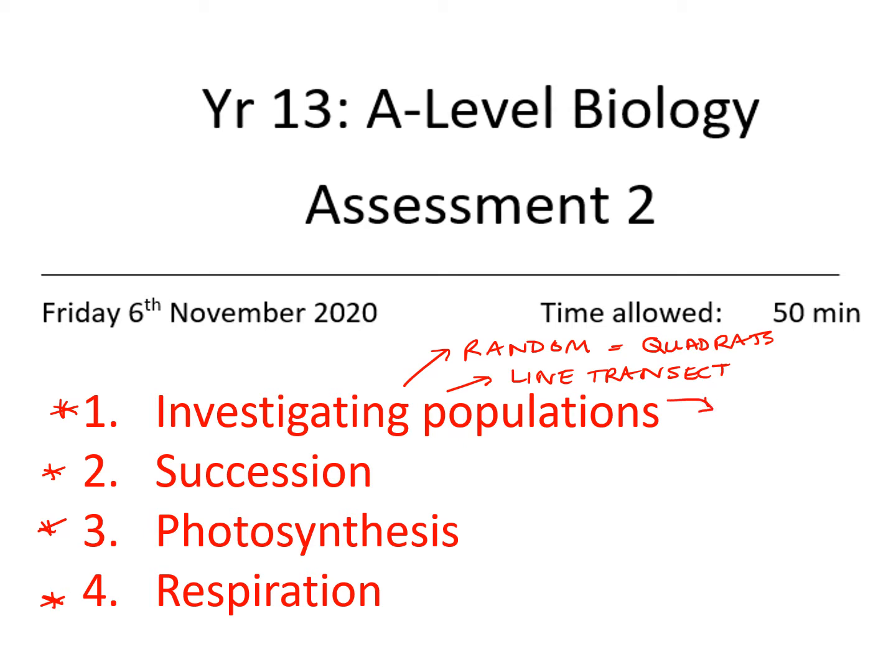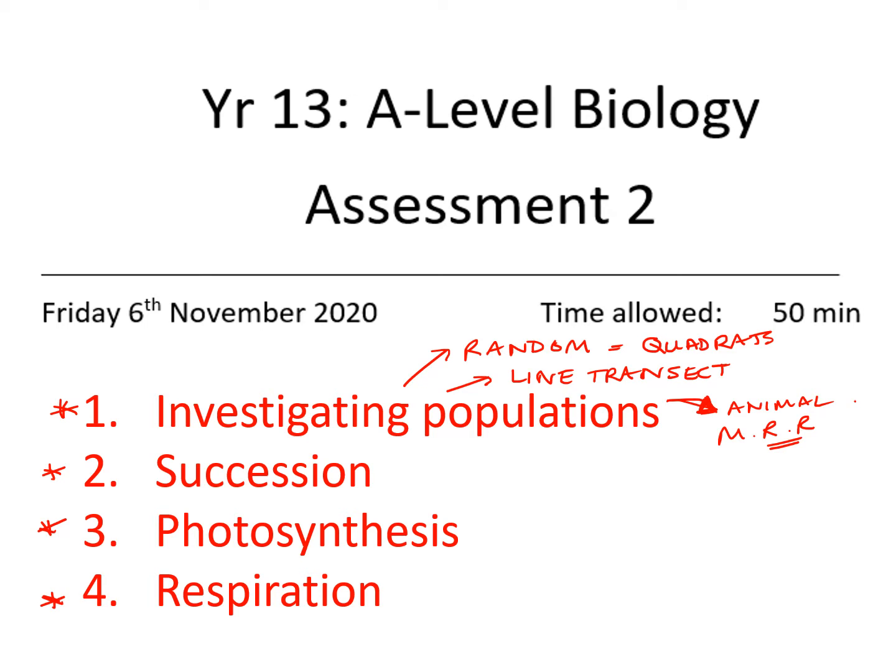And the third method is to do with animal species. Now, because animals do move around, we can't use quadrats anymore. So instead, we have to use the mark, release, and recapture method. So you guys need to go through that and the limitations of that experiment.